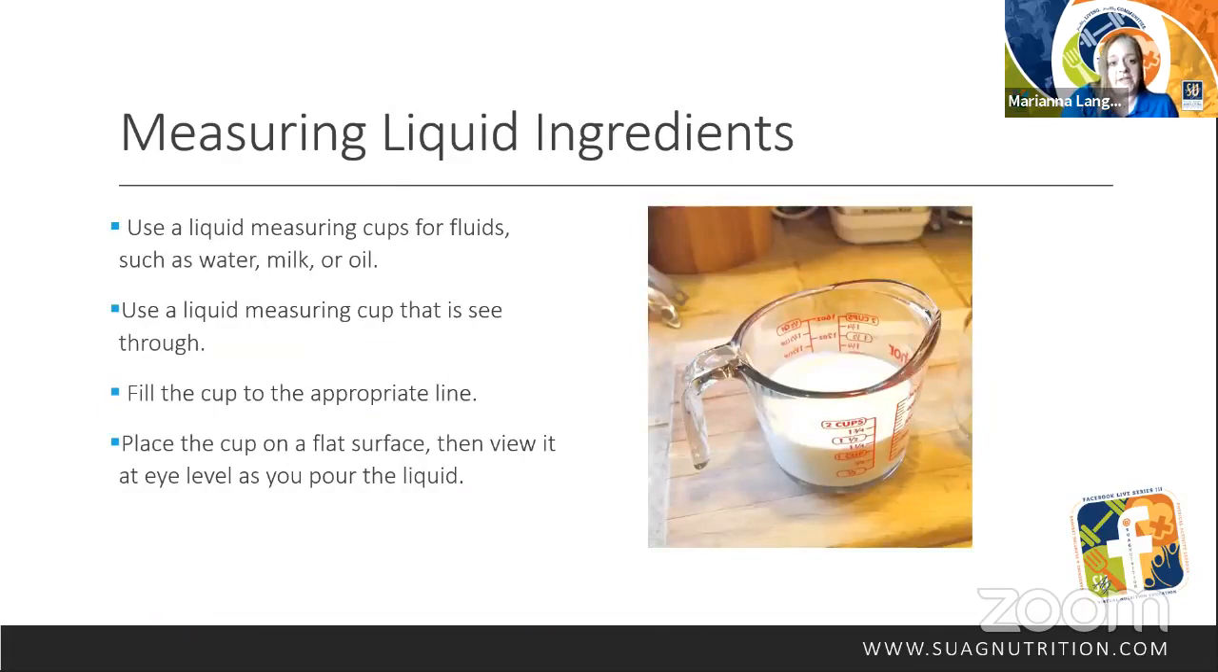Measuring liquid ingredients. Use a liquid measuring cup for fluids like water, oil, or milk. Use a liquid measuring cup that is see-through, such as the one in the picture, where you can place that cup on a flat surface, fill it to the appropriate line, and then view it at eye level to make sure you have the correct amount of liquid.